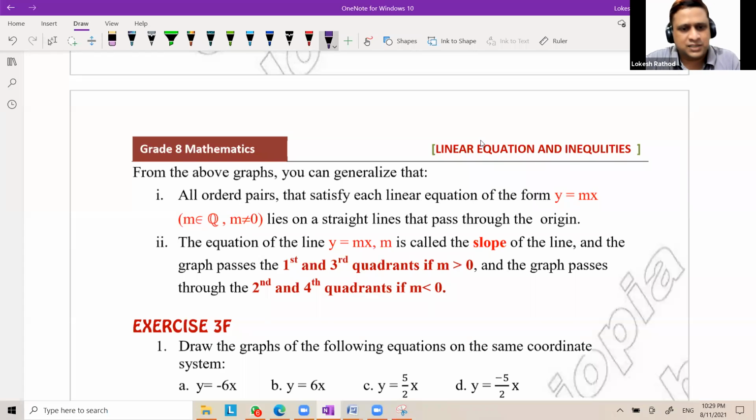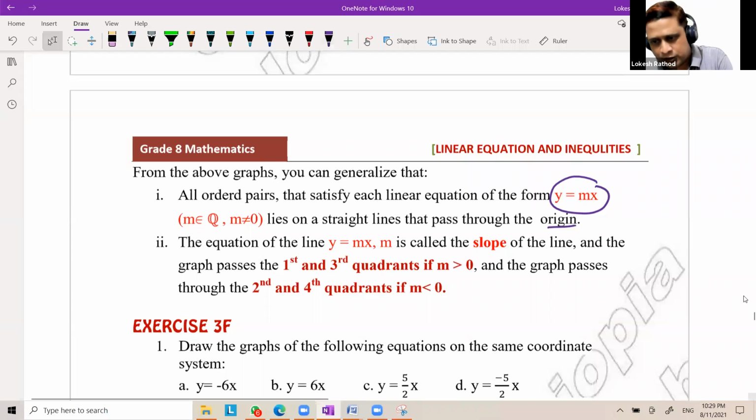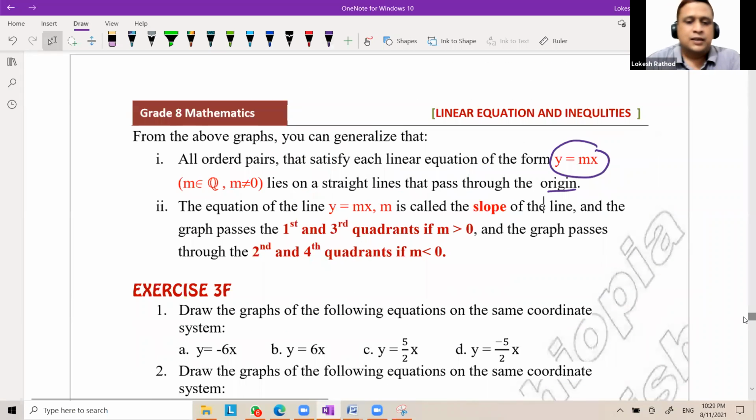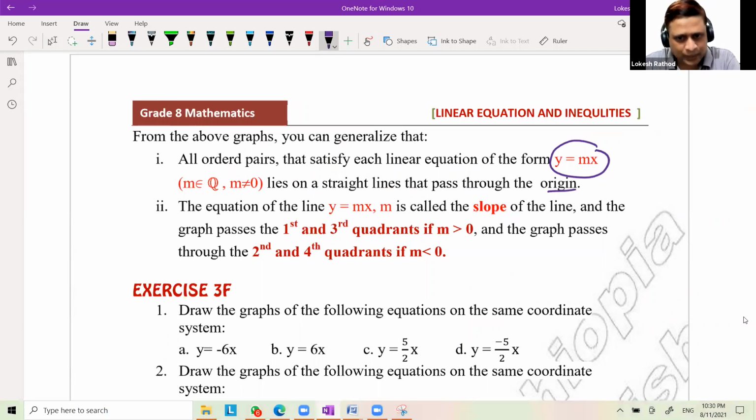What do we understand from this graph? That all ordered pairs that satisfy each linear equation of the form y equal to mx lie on a straight line that passes through the origin. That is one thing. You can see that all these lines pass through the origin. In the equation of the line y equal to mx, m is basically the slope of the line.